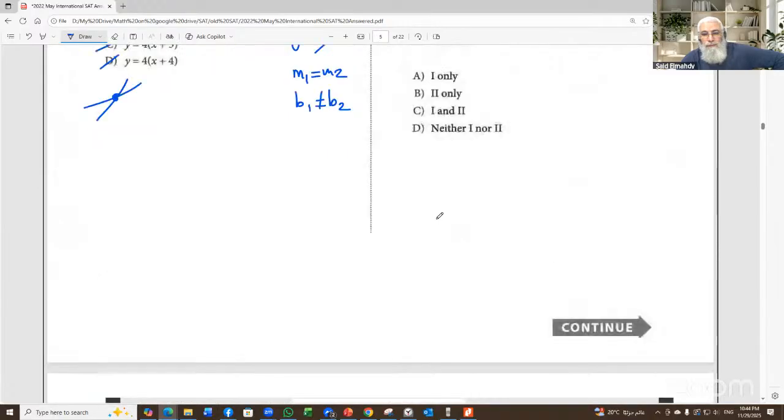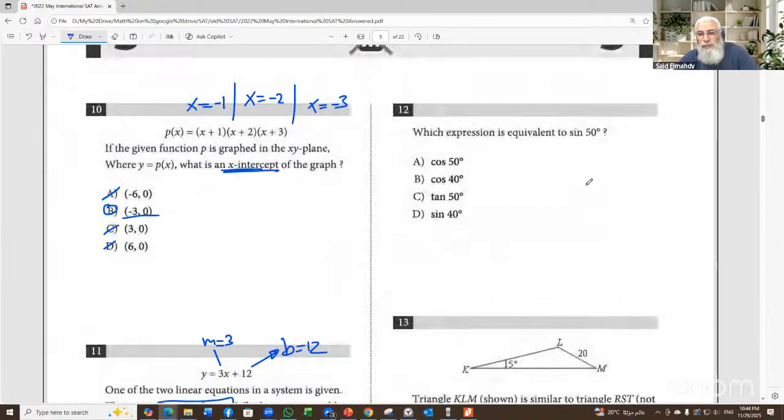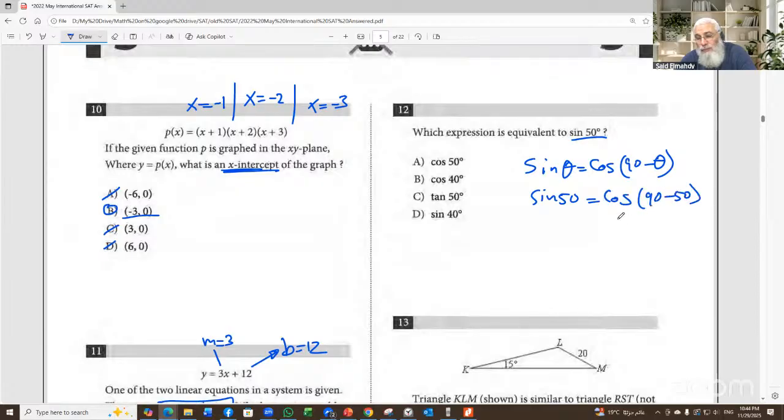Number 12, which expression is equivalent to sine 50? So we have the rule sine theta equals cosine of 90 minus theta. So sine 50 equals cosine of 90 minus 50, and 90 minus 50 is 40. So this is equal to cosine 40, which is this.